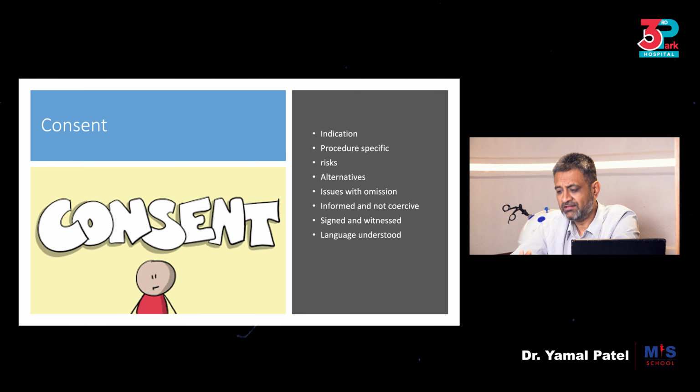Now it comes down to, we've agreed on a hysterectomy being done laparoscopically. So let's discuss the consent. In the consent, it's very important to ensure the following important points. Number one, you've discussed the indication. It should be a procedure-specific indication, informed consent. It should be explaining the risks involved, the alternatives available, what are the issues with omission of this procedure. For example, if fibroids causing extremely heavy periods, then what are the issues with omission of this procedure.